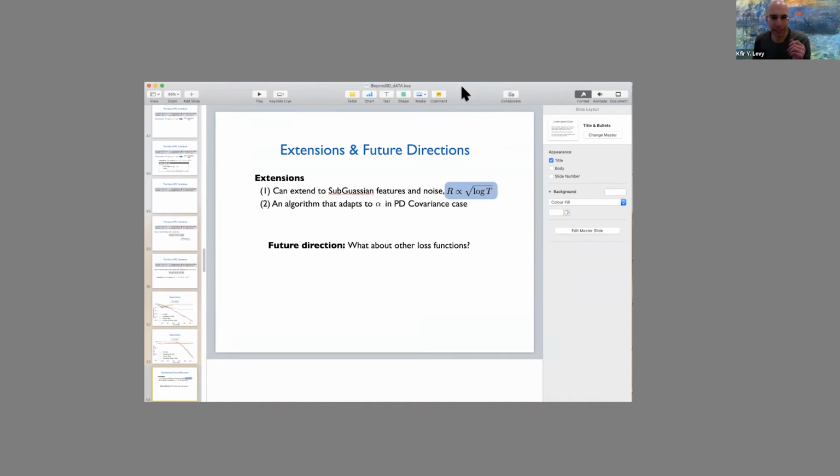But I think technically it will be harder. The square loss is very nice in the sense that if you take expectations of the square loss, you basically have first order statistics and second order statistics, and you're done. For the logistic loss, I guess it will be more technical, but I think it's the case.